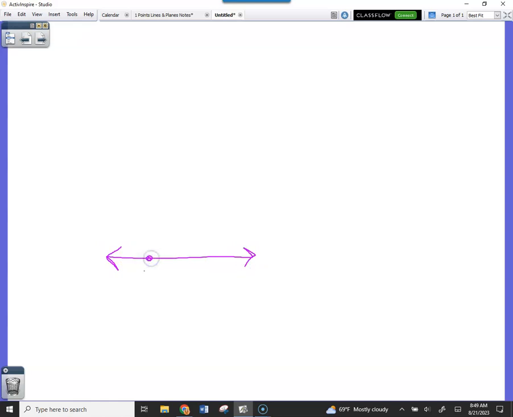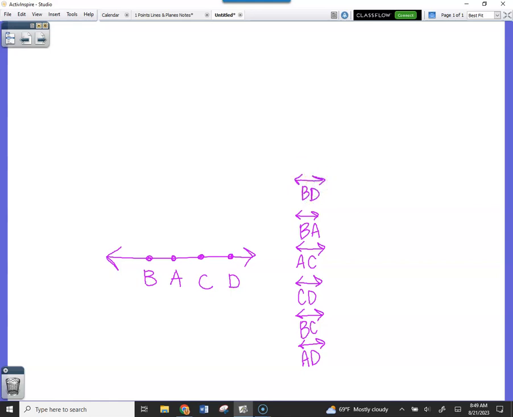Now I'm going to switch screens real quick because I want you to see something. What if we had that line B, C, but it also had A and D on it? And I said, name this line. Is there only one right answer? No, there's lots of answers, right? It's any 2 points, as long as they're on the line. So you could name it BA, you could name it AC, you could name it CD, you could name it BC, you could name it AD. Did I forget one? Can I name it BD? Yeah. Or you could reverse every single one of those and name it that, right?